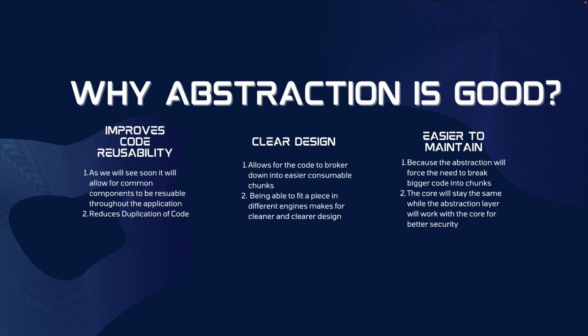Also, usually being a generalist is considered bad, but not in the case of code. Being able to fit a piece in different engines make for cleaner and clearer design. And third, easier to maintain. Because the abstraction will force the need to break bigger code into chunks, it will make it easier to make additions instead of trying to force a piece into the non-abstract code. And the core will stay the same, while the abstraction layer will work with the core for better security.